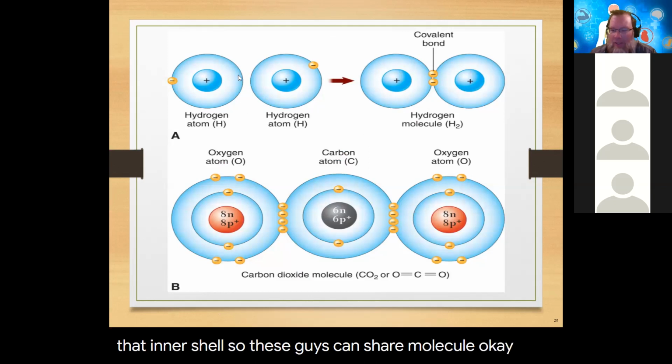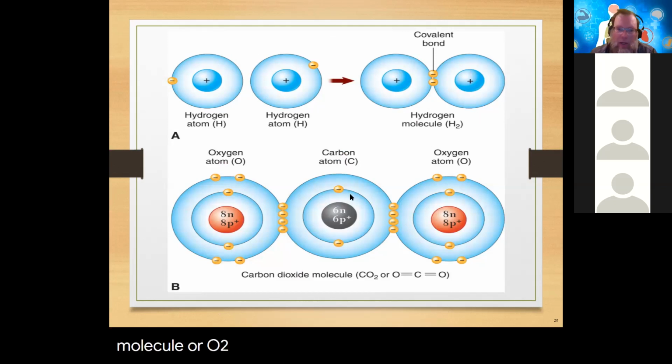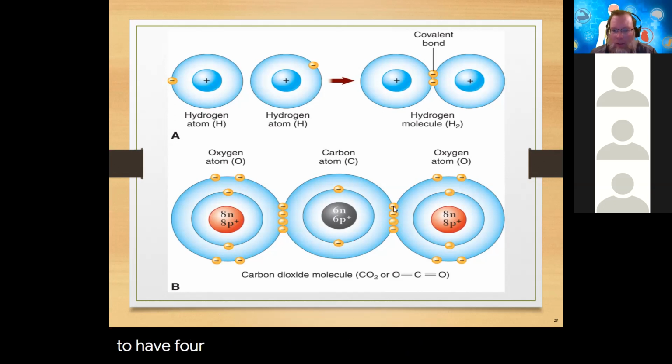Okay. See the same thing with oxygen. Oxygen can become an oxygen molecule, or O2. Okay. Put carbon in between it. Okay. Carbon's atomic number is 6. So that means it's going to have 2 electrons in that first shell, and then its outer shell is going to have 4. Okay. And then each oxygen has 6 in their outer shell. So 6 can combine with 2. The other 6 can combine with 2, and that gives us our total of 8.